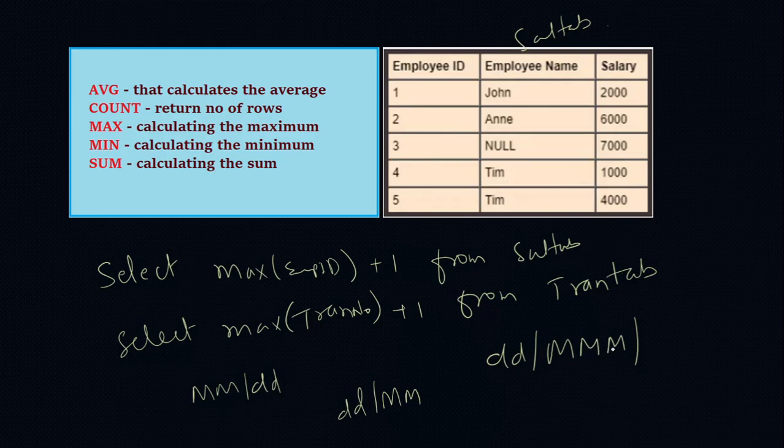So it is always better to use MMM, which gives Jan and so on, in characters. Then the year, YYYY. So this is the date format we are supposed to use. Then you can avoid a lot of errors if you use this date format. I'll show you how to write this when writing the code.